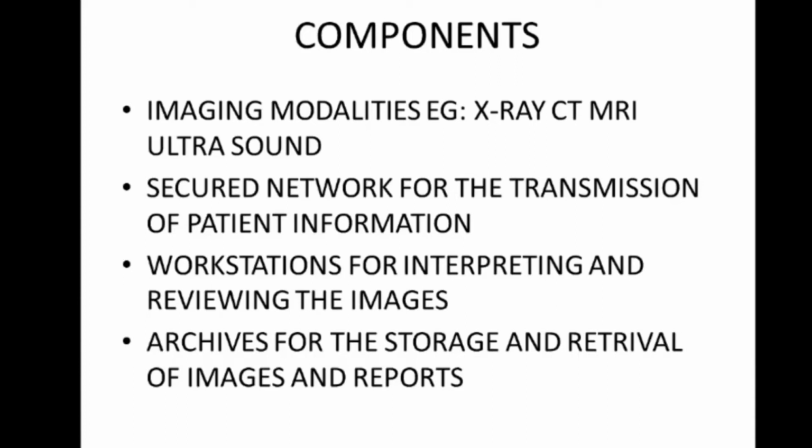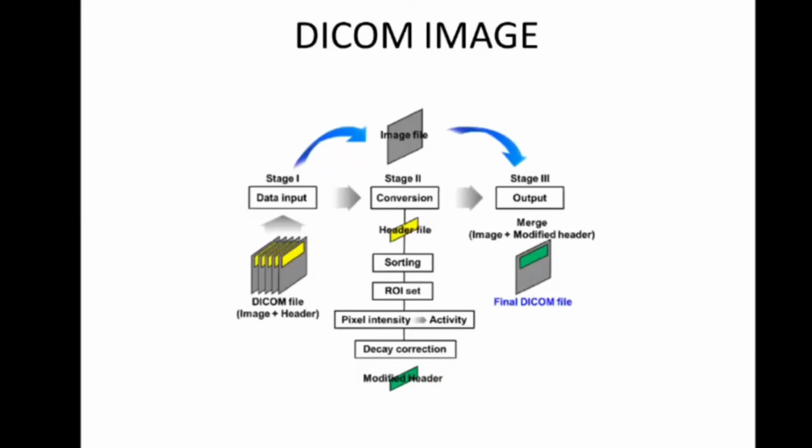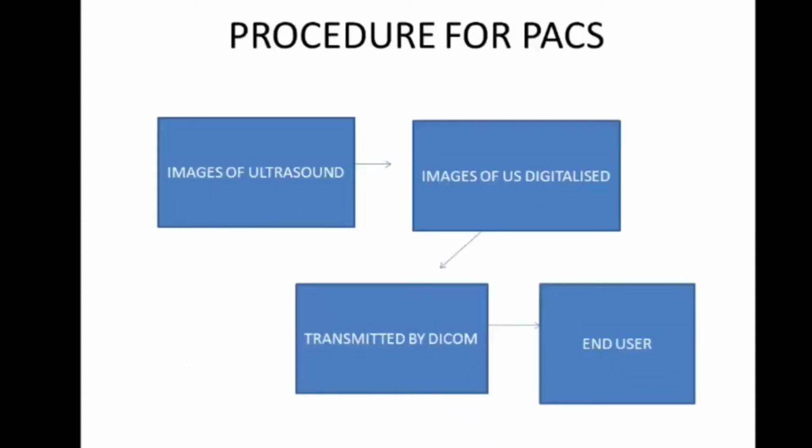So first thing, you should know how to get the imaging modalities correctly. There should be a secure network, and then you should maintain a proper workstation, and then you should know how to archive the image, that is, to store and retrieve the image on a regular basis. So this is the DICOM image. You will get the data from one end, and you will be transporting the data from one end to another end securely. So that's how it works.